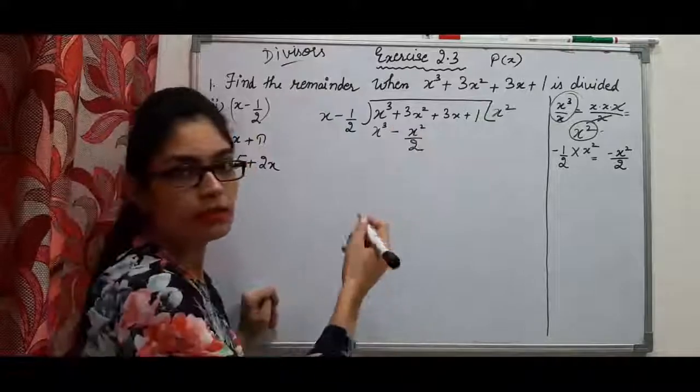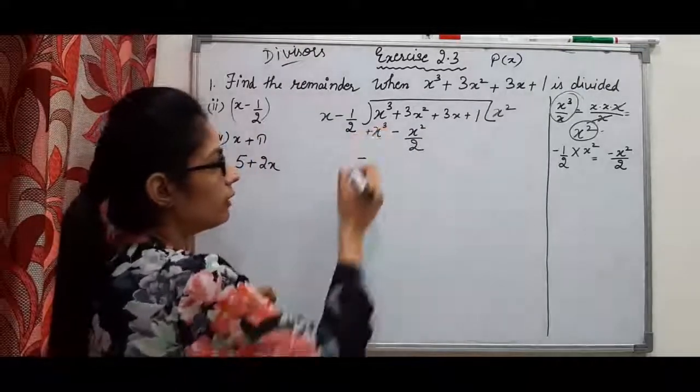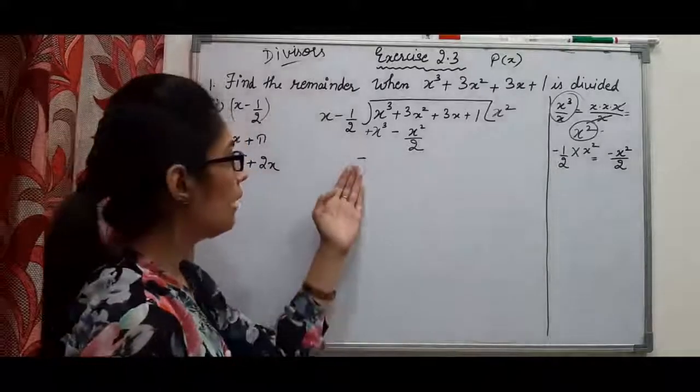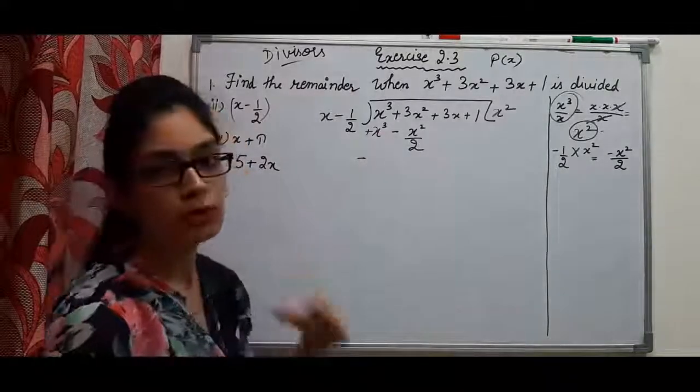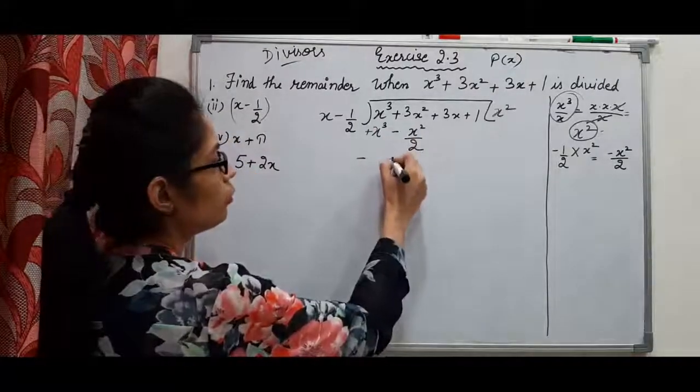Now we have to change the signs. This plus sign will be changed into minus sign, because with x cube we have plus, and plus will change into minus because now we are doing subtraction of polynomials. This minus will be changed into plus.